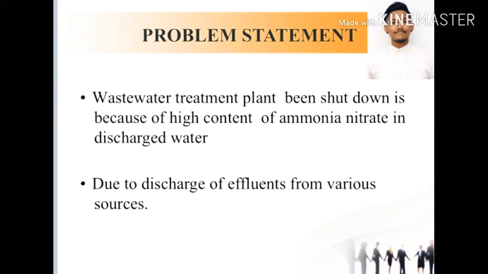Moving to the last part of this chapter 1, which is problem statement. First, wastewater treatment plant being shut down is because of high content of ammonia nitrate in discharged water. This is because when ammonia is present in water at high enough levels, it is difficult for aquatic organisms to sufficiently excrete the toxin. It is also due to discharge of effluents from various sources.